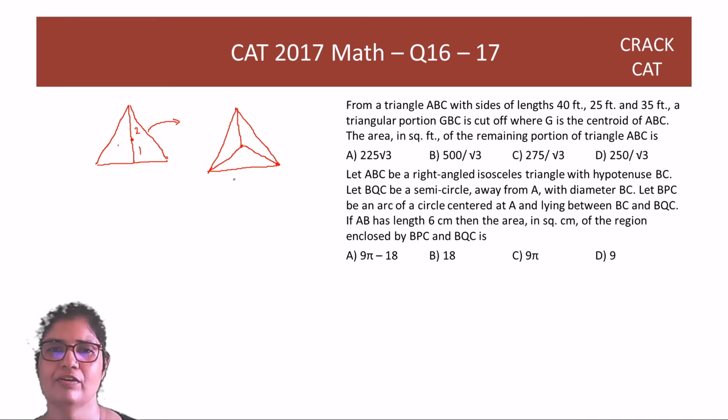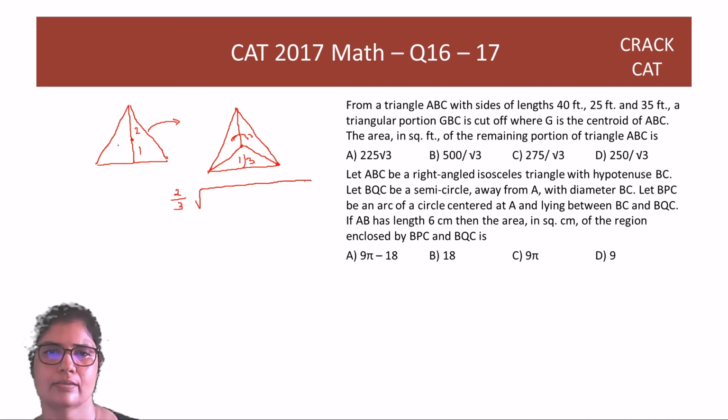right? So if I find the area of the triangle, then 1/3 will be here, and I need to find the remaining 2/3. So I just need to find 2/3 of the area, which is, how do I find the area? Since I have all the 3 sides given, we will work with the formula: square root of semi-perimeter into s minus a, s minus b, s minus c.